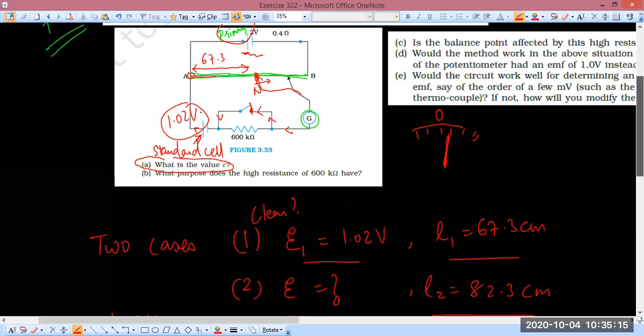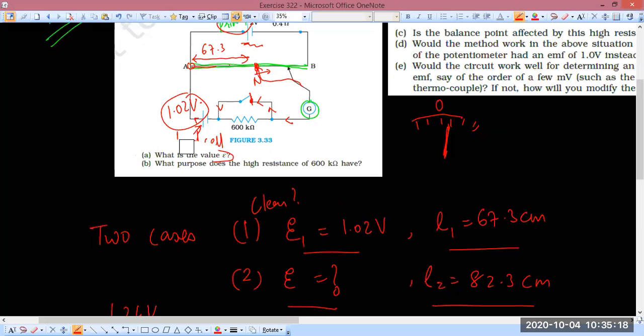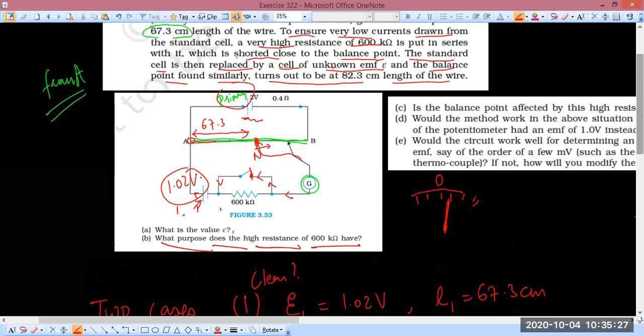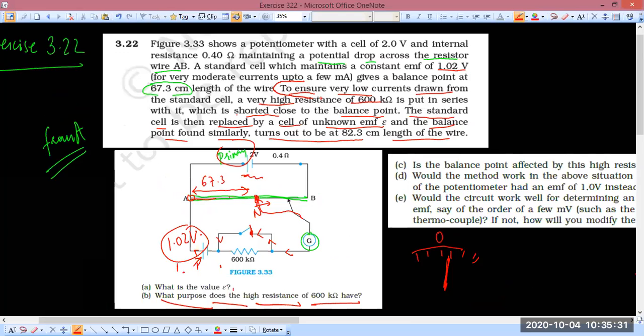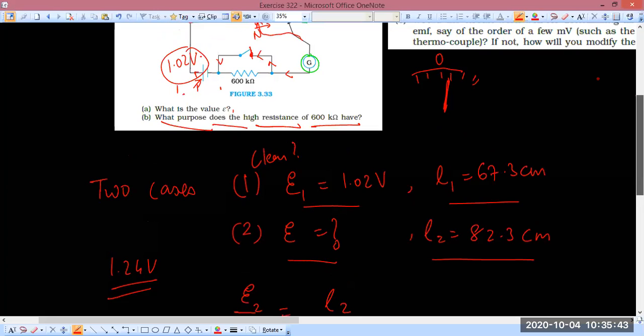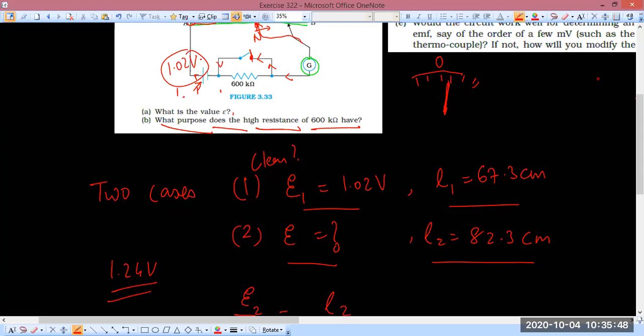Okay, next B. What purpose does the high resistance have? 600 kilo ohm, it is written in the question itself. It is just like a comprehension, you only have to read. Understood? It will keep the current low. That's it.